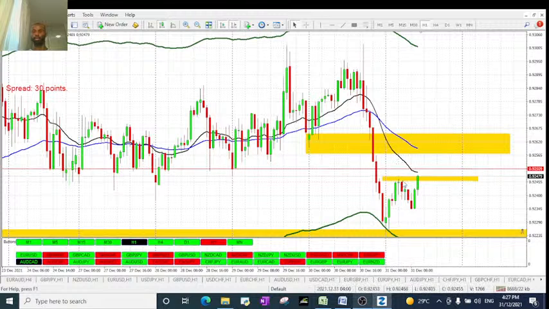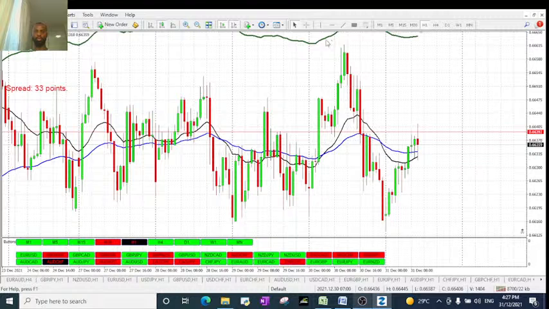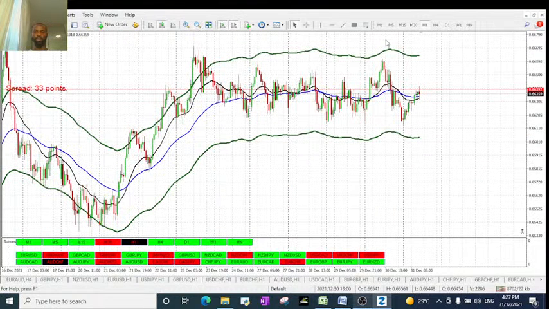Okay, so most likely the stops are triggered. Let's see how price behaves once it gets here. Let's keep mapping out the zones. So here we have a range.